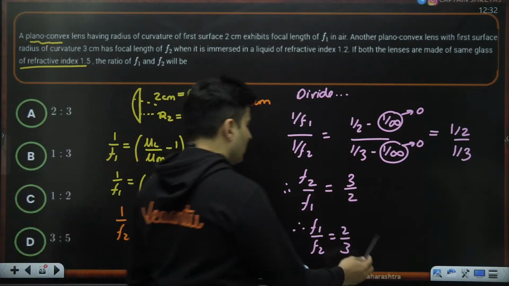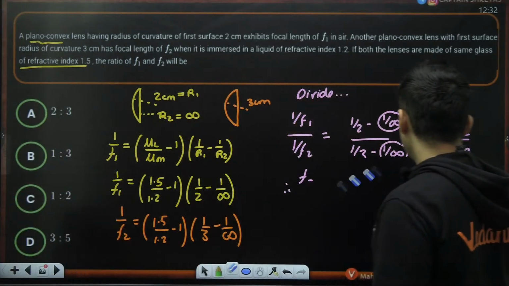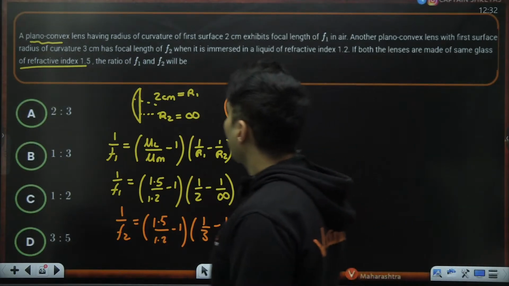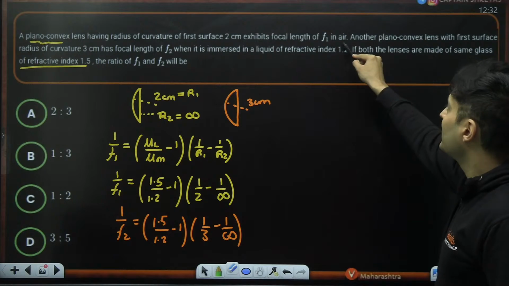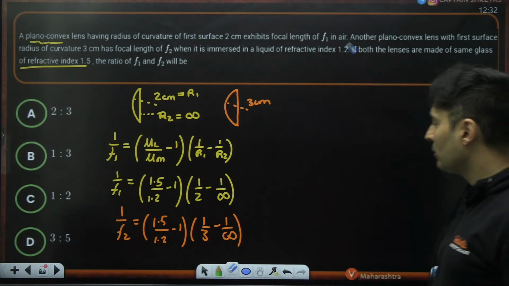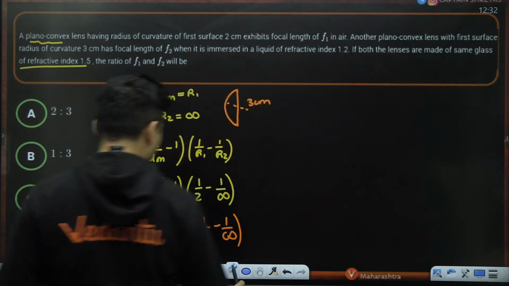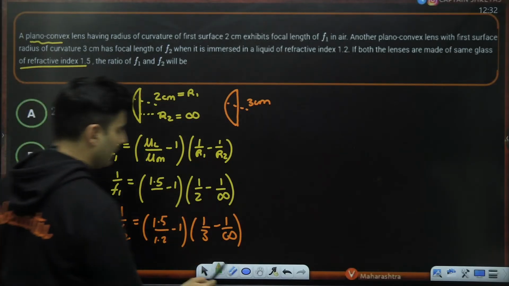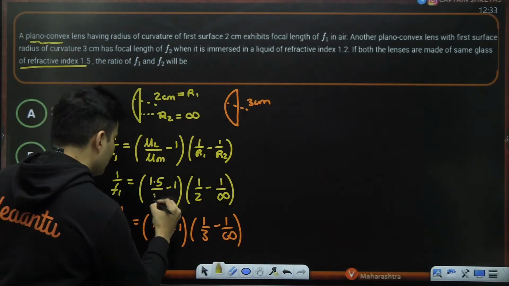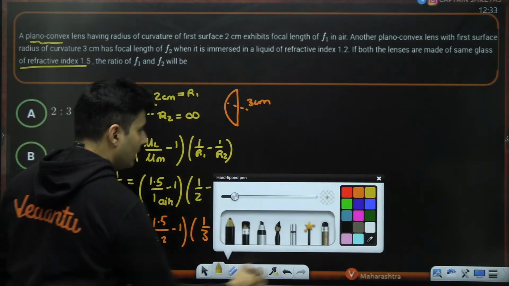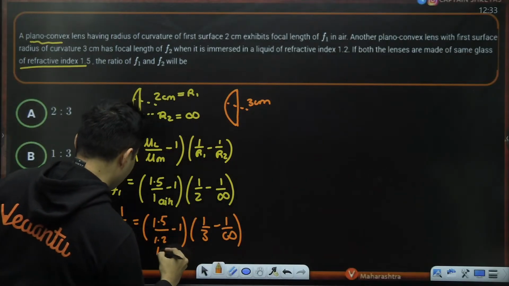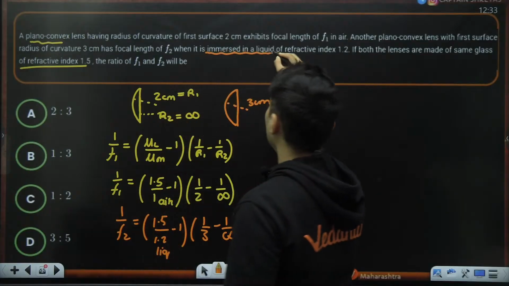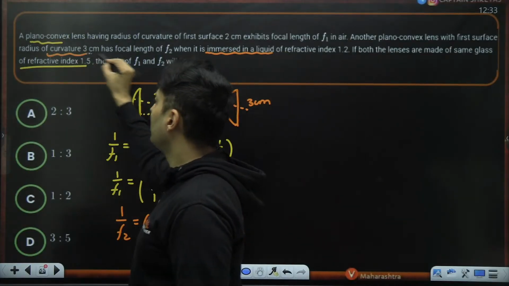So much. This will be 2 by 3 only if both are in liquid. I'm so sorry. See, silly mistakes happen like this. My bad. This is in air. Yeah, this is in air. So we need to be careful. In the first case, this will not be there. In the second case, this will be there. So there is air in this case. In this particular case, there is some liquid in which it is immersed. It is immersed in a liquid, this particular lens.